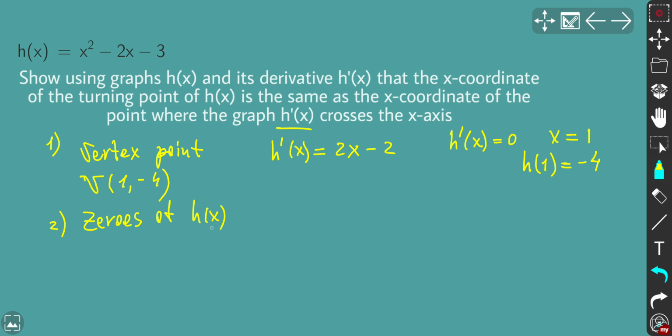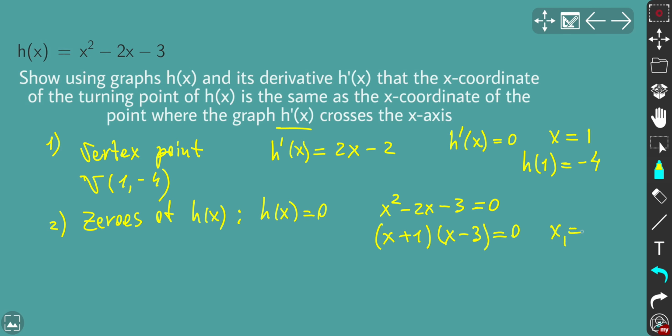So you need to find zeros of the function. You equate h of x to 0, and you solve a simple quadratic equation. I like factorizing in this case, and that will give me (x + 1)(x - 3). It's pretty easy, right? You equate to 0, so x1 equals -1 and x2 equals 3.